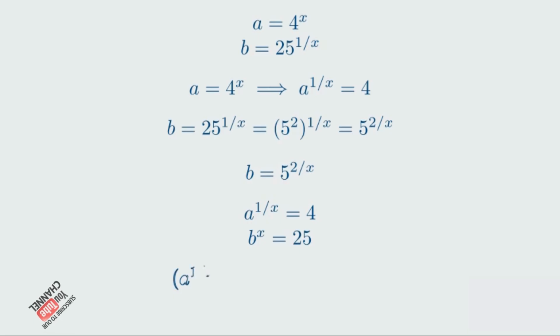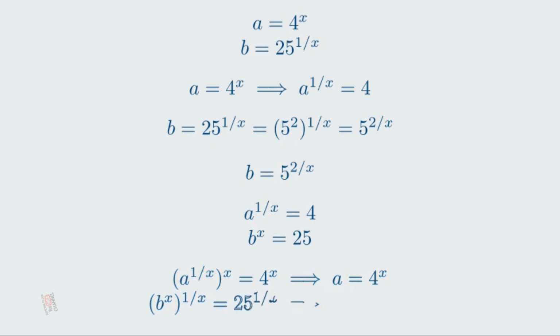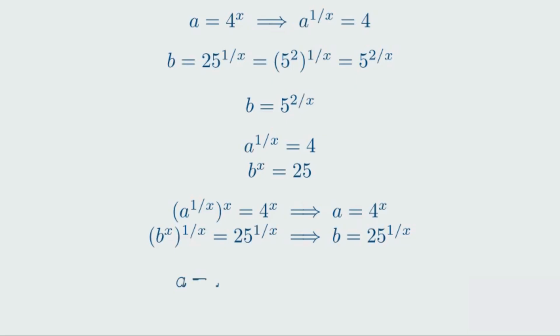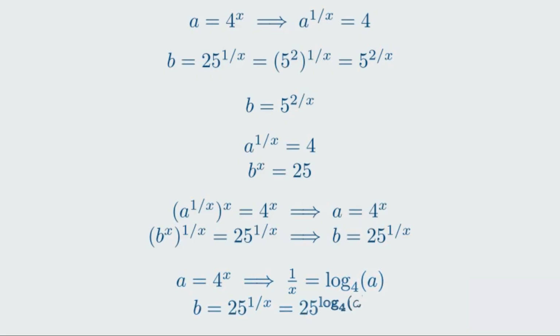From the first equation, we get a equals 4 to the x. This is just our starting point. From the second, we get b equals 25 to the 1 over x. This also just takes us back to the start. The true relationship is that b can be expressed in terms of a. If a equals 4 to the x, then 1 over x is the logarithm base 4 of a. Substituting this into the equation for b, we get that b is 25 to the power of log base 4 of a. Let's use the change of base formula for logarithms.